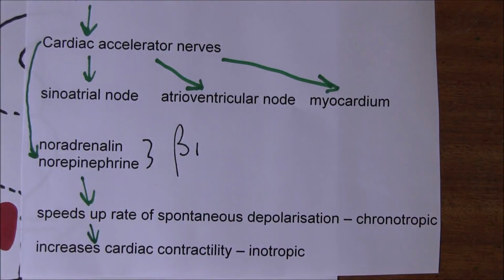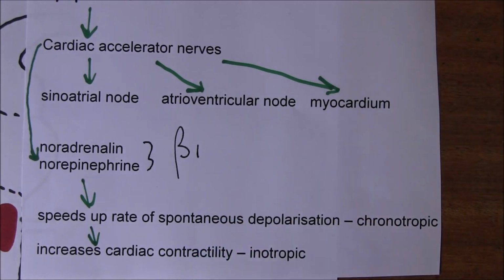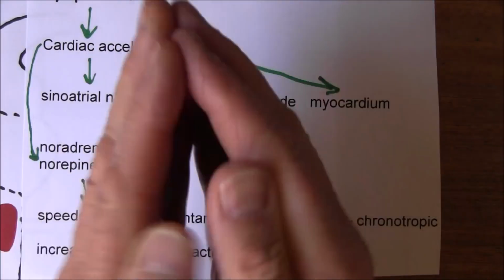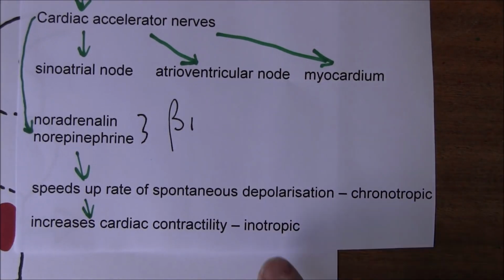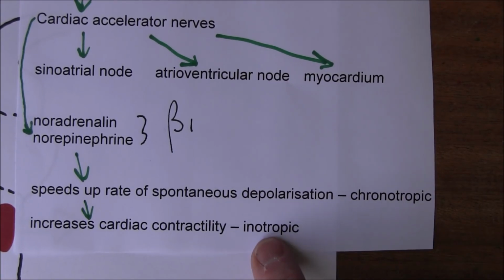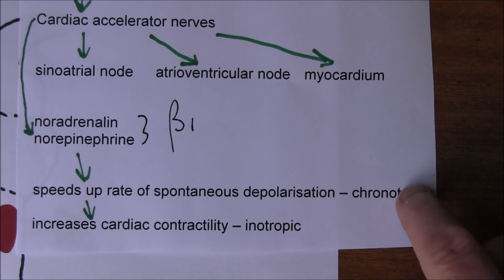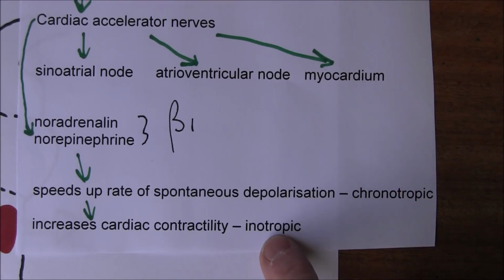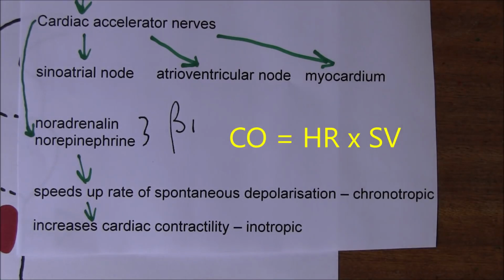So as well as beating more quickly, the heart muscle is going to beat more forcefully. It's a more vigorous contraction to increase cardiac output. When we increase the rate of the heart, that's called a chronotropic effect. And when we increase the strength of cardiac contraction, that's called an inotropic effect. So it's going to be chronotropic and inotropic. We're going to increase heart rate and we're going to increase stroke volume. And that's good, of course, because cardiac output equals heart rate multiplied by stroke volume.